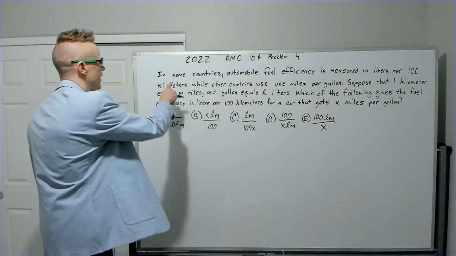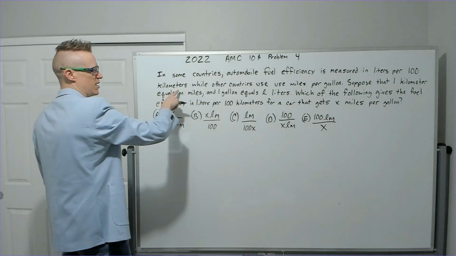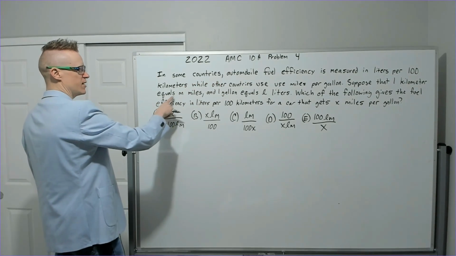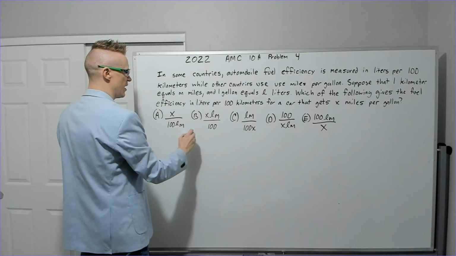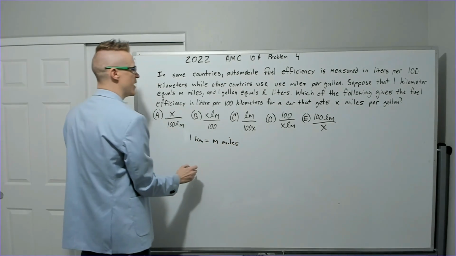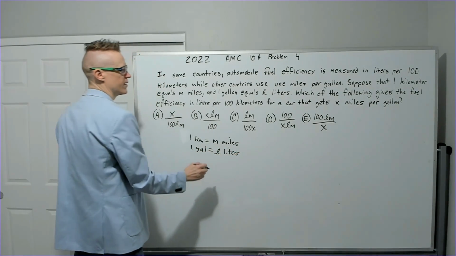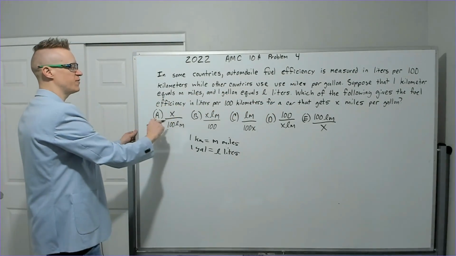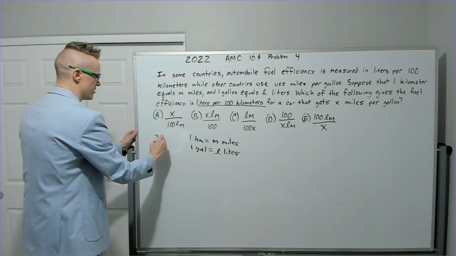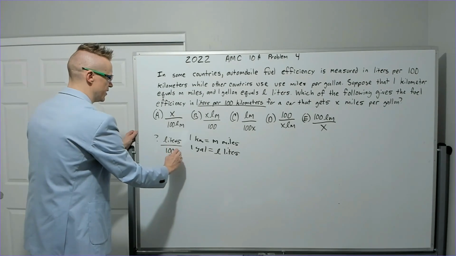Let's see why. In some countries, automobile fuel efficiency is measured in liters per 100 kilometers, while other countries use miles per gallon. Suppose that 1 kilometer equals m miles. So 1 kilometer equals m miles. And 1 gallon equals L liters. Okay, which of the following gives the fuel efficiency in liters per 100 kilometers? So our goal is some kind of liters per 100 kilometers.